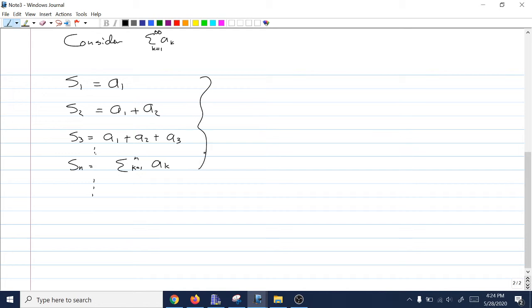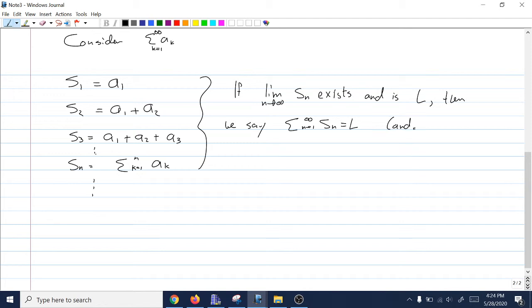In this situation, if the limit as n goes to infinity of S_n exists, S_n is a sequence, and say it's L, then we say the sum from n equals 1 to infinity of a_n is L, and it exists.